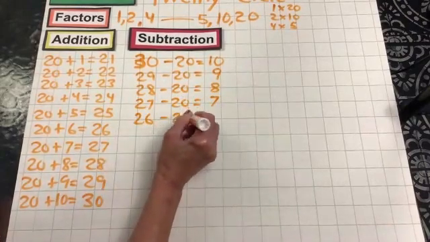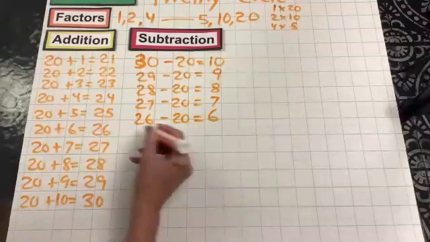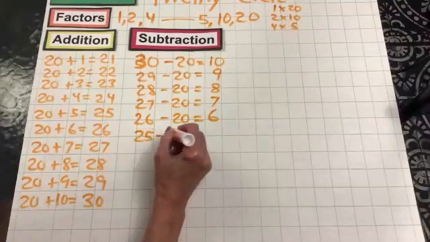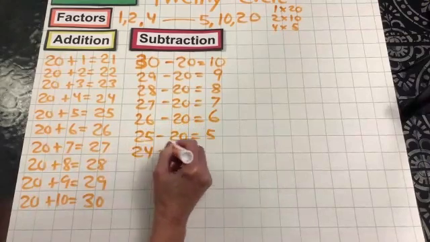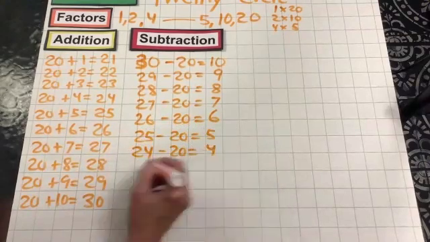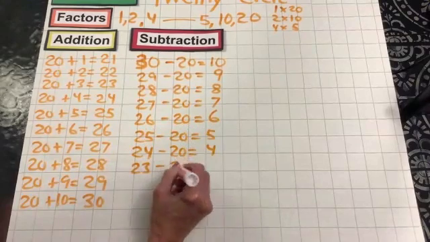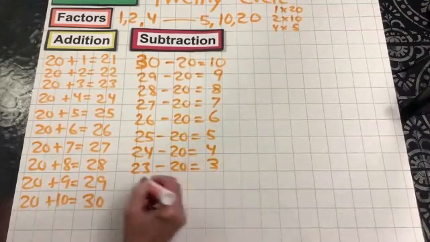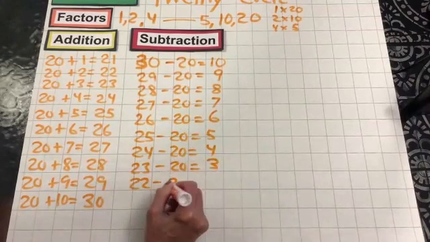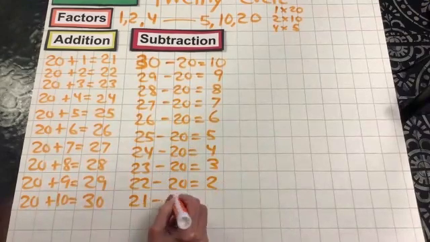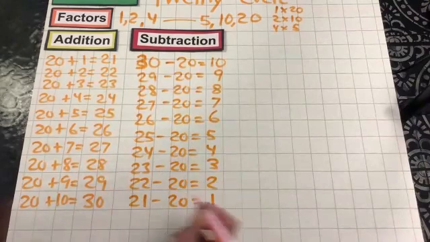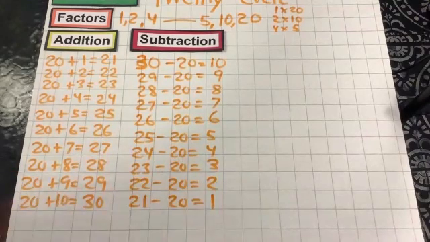26 minus 20 equals 6. 25 minus 20 equals 5. 24 minus 20 equals 4. 23 minus 20 equals 3. 22 minus 20 equals 2. And 21 minus 20 equals 1. Woo, moving right along here.